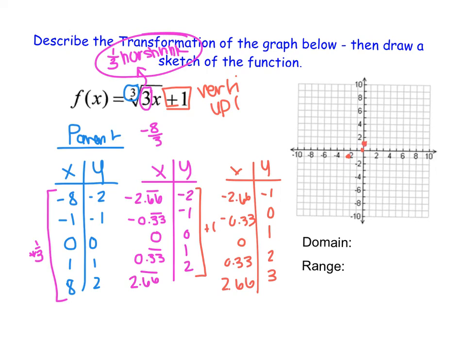And then you have 0.33 and 2, so that's really close right there. And then you have 2.66 and 3, which is about right there. So you can see it gets really skinny and scrunched up near the y-axis there. So because this is a cube root, it extends in both directions. So we can see that the graph shrunk in horizontally. And then here our domain and our range are both all real numbers because it's extending forever in both directions.